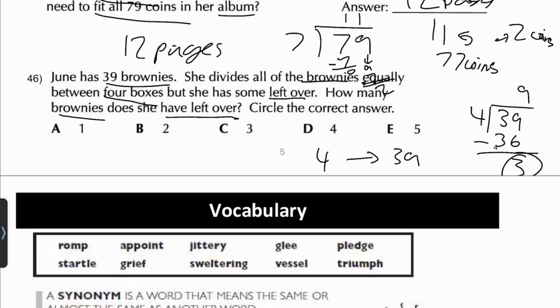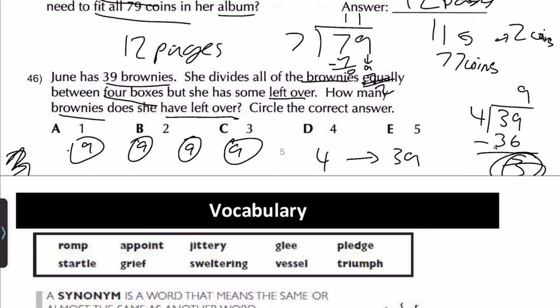So basically, what that means is each of the 4 boxes will have 9 brownies each to make 36 brownies being used overall. And now there are 3 brownies left over. And what we have to do is obviously put the brownies in as equally as we can. Oh, no, that's not what they're asking. They're just asking how many are left over. So that means it's just 3, which is C.